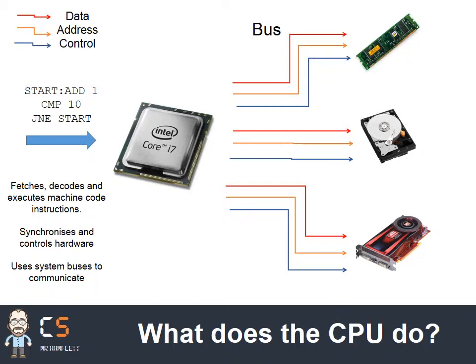Synchronizing and controlling hardware: the CPU is responsible for making sure all the hardware is doing what it's supposed to be doing, for sending instructions to the hardware to tell it to save, load, whatever it happens to be. And it uses these things called buses in order to communicate, and all of this detail is going to be explored. But this is a nice little slide to come back to at the end of this presentation, just to say, yes, I now see how it all works together.